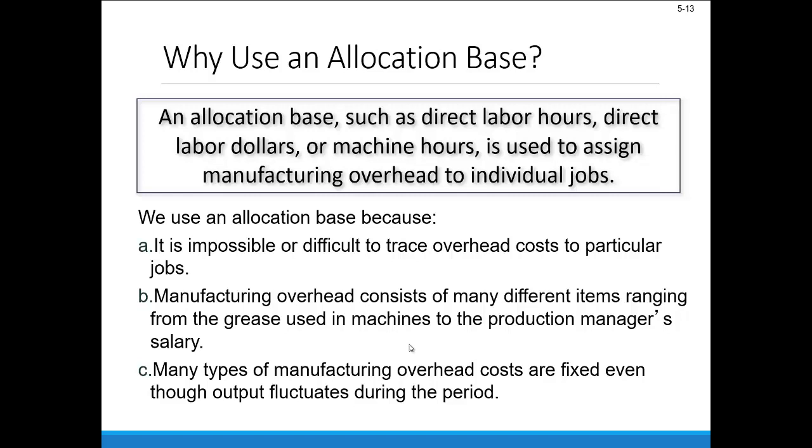And then lastly here, a lot of these overhead costs, things like utilities, property taxes, maintenance costs, and supervisor salaries, are fixed, or at least have big fixed components, even though our production might fluctuate during any particular period or across periods. So we want to have some kind of measure of the relative resources that these things are consuming, or assumed to be consuming, throughout the period.